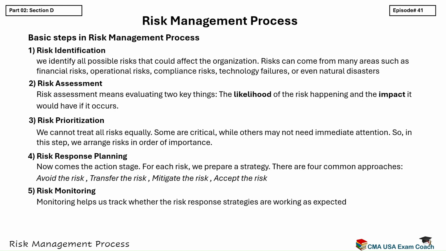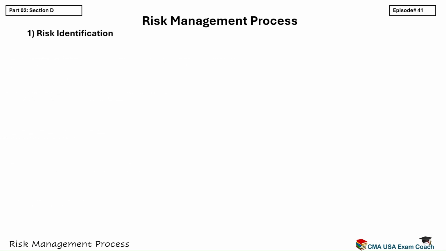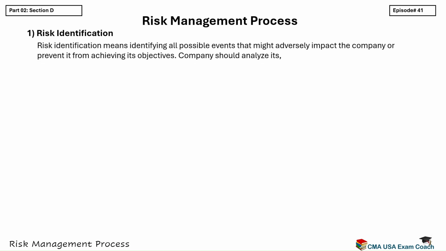In this episode, we are covering the first step in the risk management process, and that is risk identification. Risk identification means identifying all possible events that might adversely impact the company or prevent it from achieving its objectives. In simple words, we are trying to list down everything that could go wrong, so that we are prepared in advance. To do this effectively, the company should analyze 4 main areas.